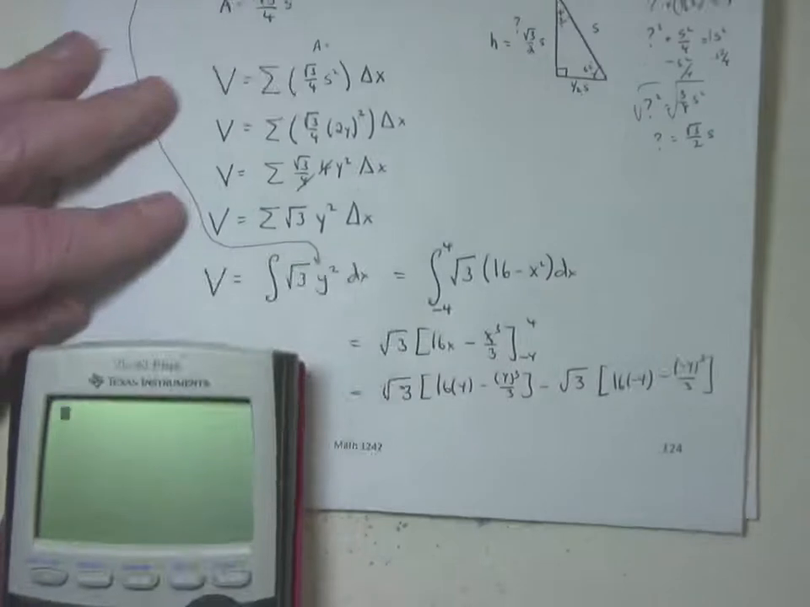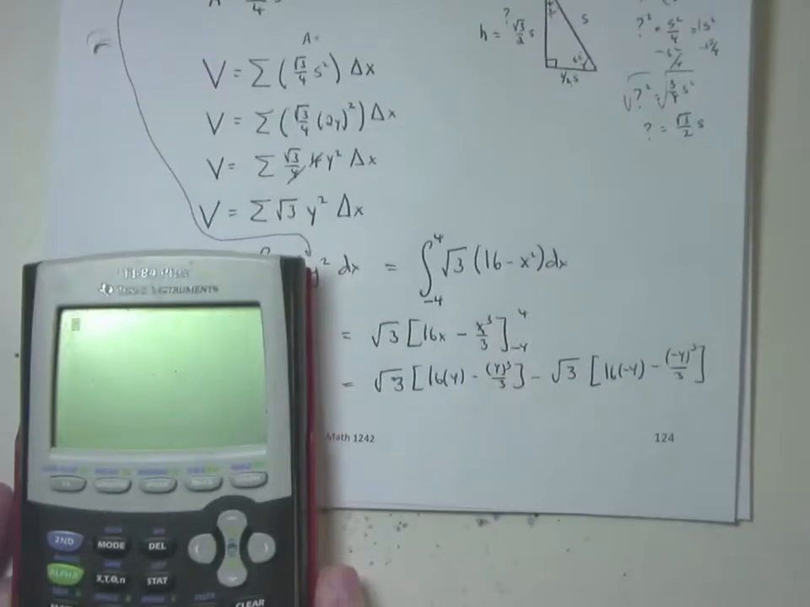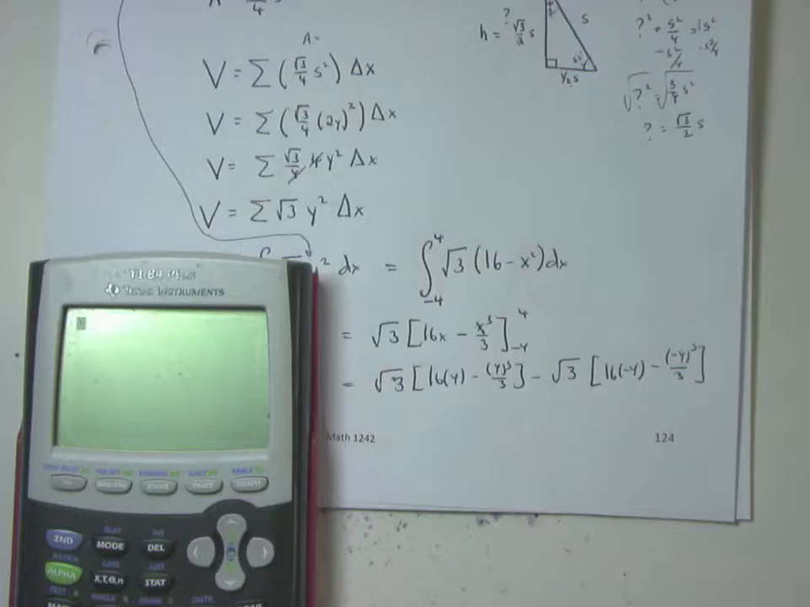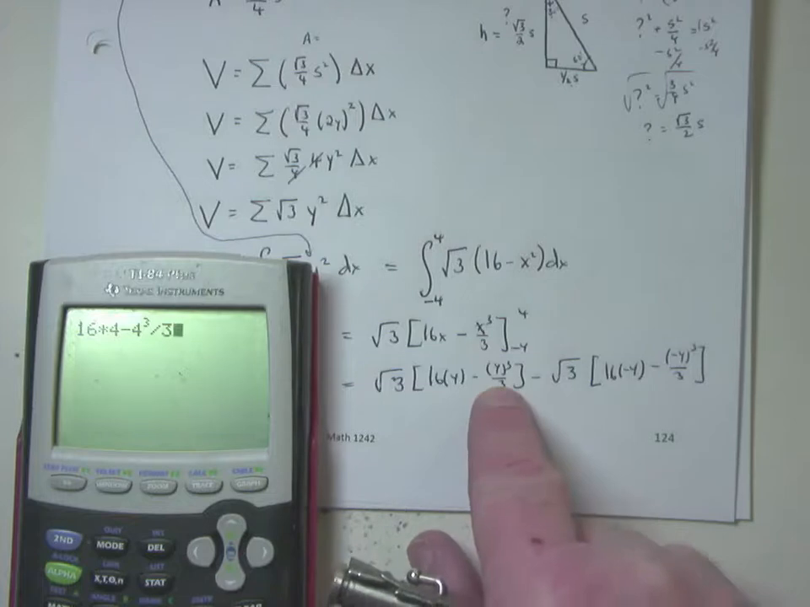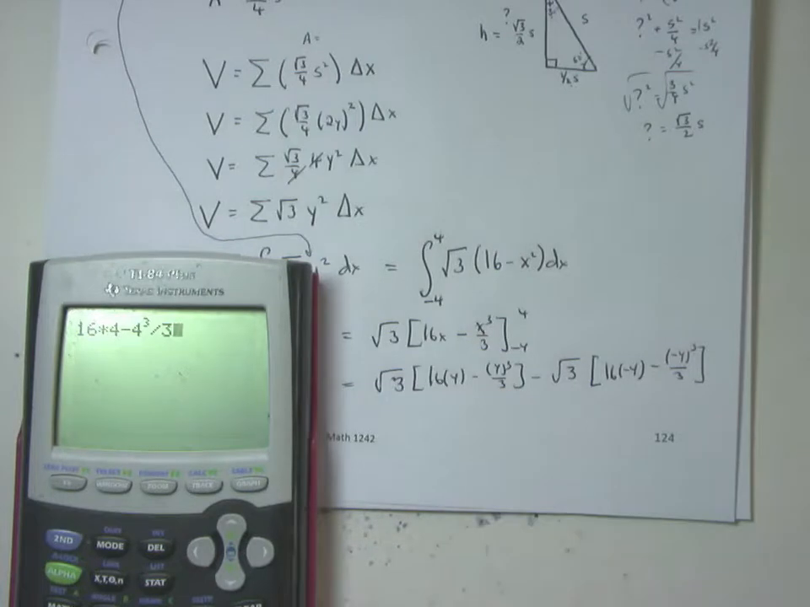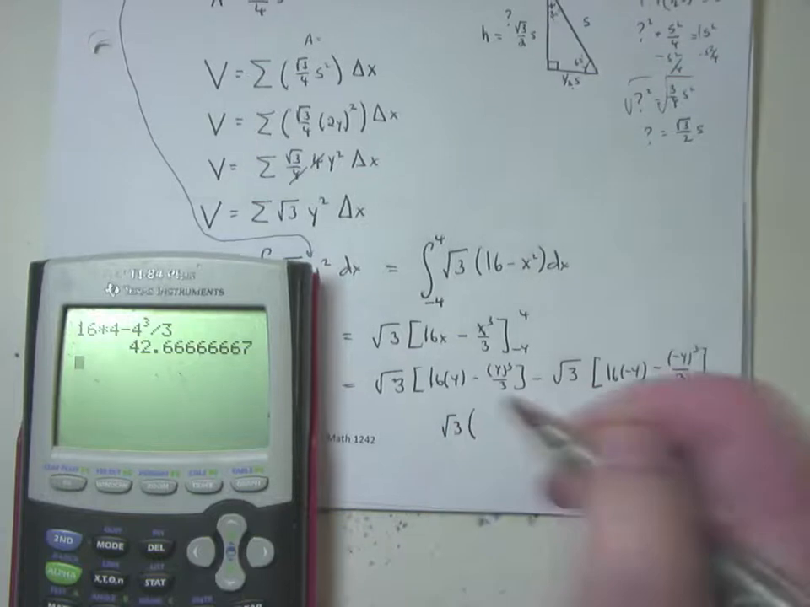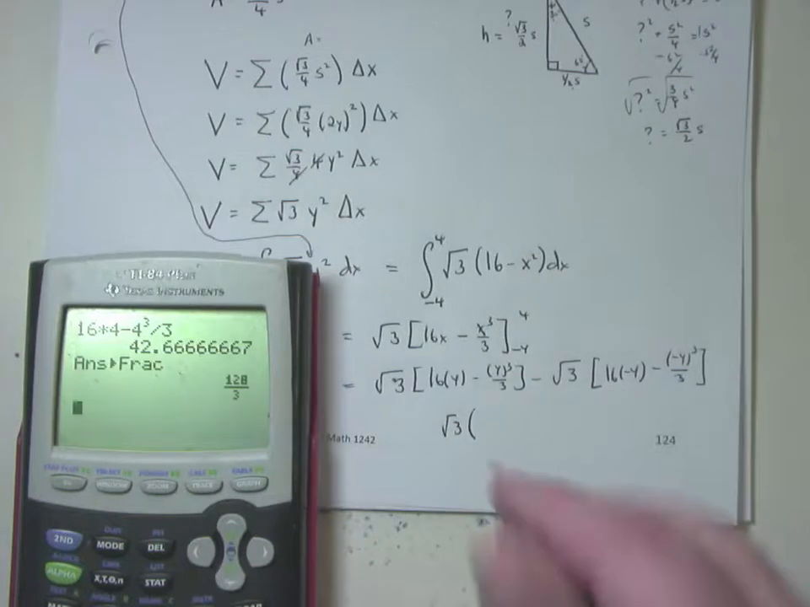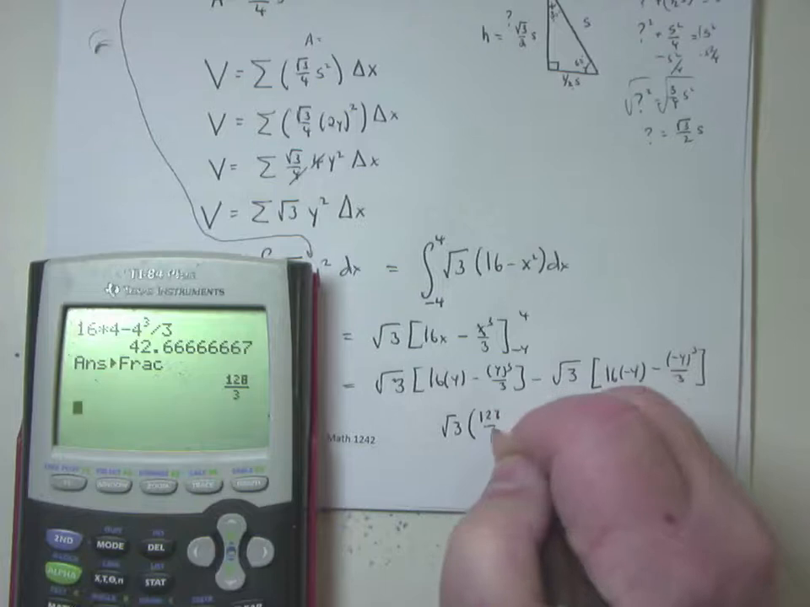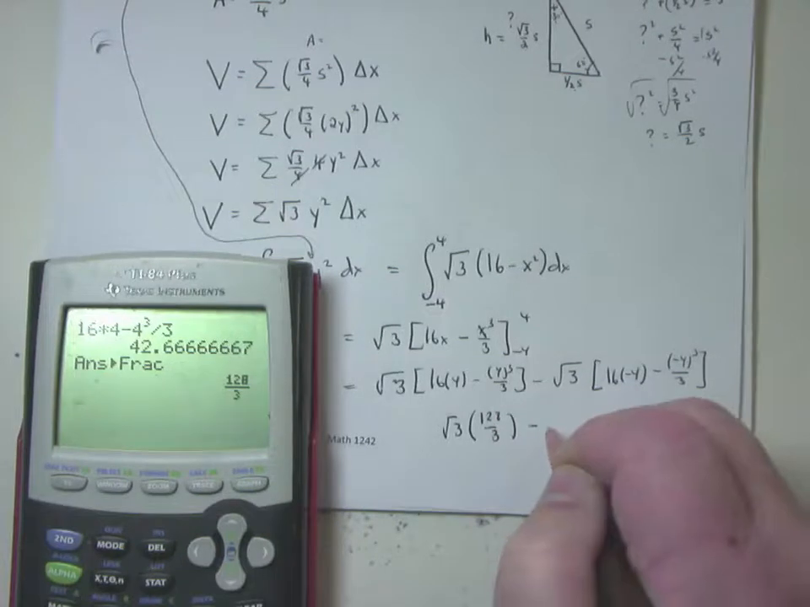I'm going to leave the square root of 3 because that's going to be the irrational part in the answer here. So it's going to be 16 times 4 minus 4 cubed, divided by 3. So there's that part right there. So I end up getting square root of 3 times, and I'll just convert that to a nice fraction here, 128/3 minus the square root of 3.